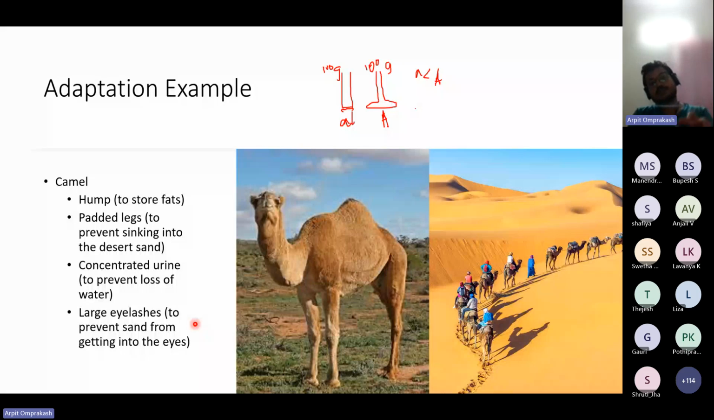So basically these different traits or characteristics that the camel has, such as the hump, the padded legs, concentrated urine, and large eyelashes, are adaptations that help it survive better in its natural environment, which is the desert. Okay. So a camel is adapted to the desert, and these are the different adaptations or functional traits that help it survive in a desert.